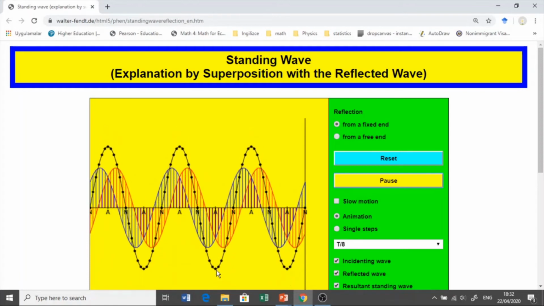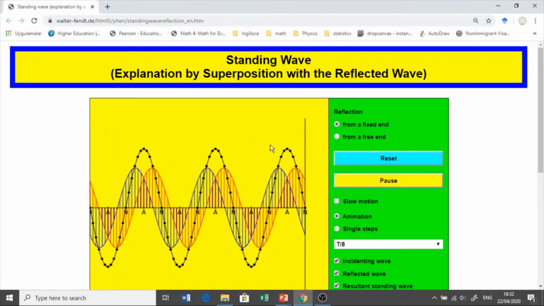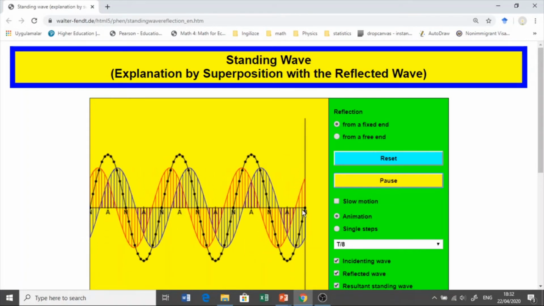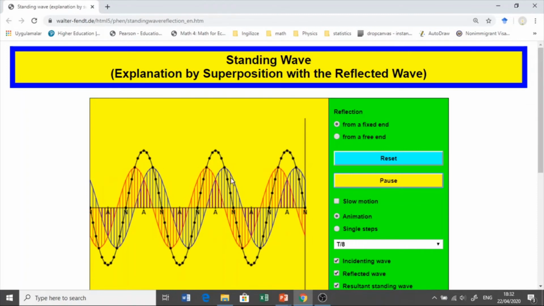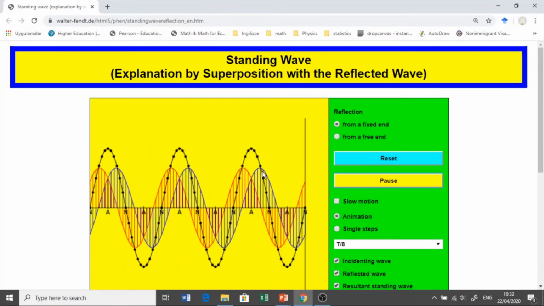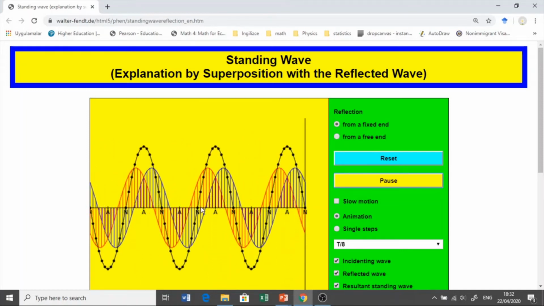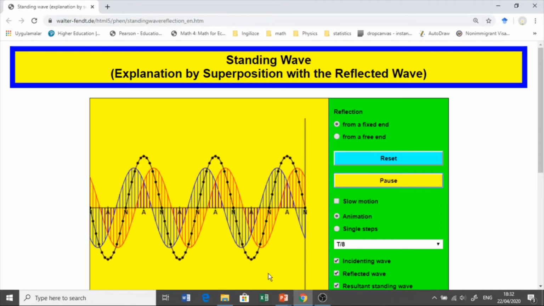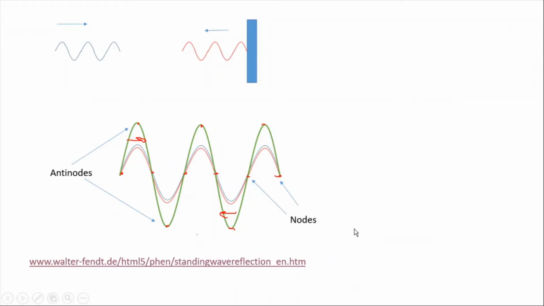So as you see, this wave is not traveling. The wave which is shown with the black dots is not traveling to the right or the left, but it is just oscillating up and down. But the blue one is moving left and the red one is moving to the right. Their interference is a standing wave, and it is not moving, it is just oscillating up and down. Okay, let's go to our presentation.